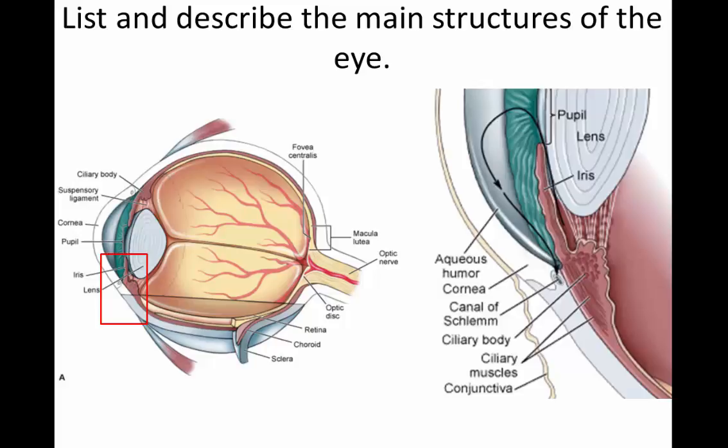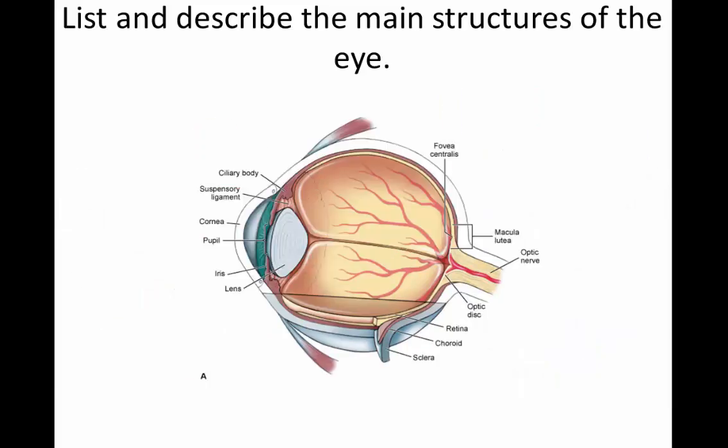Some other items that we want to mention here are the ciliary muscles. These are attached to the lens via these suspensory ligaments, not labeled here, but connecting the ciliary muscles to the lens itself. And these are the muscles that actually contract to allow for the lens to change shape so that we can focus on objects.